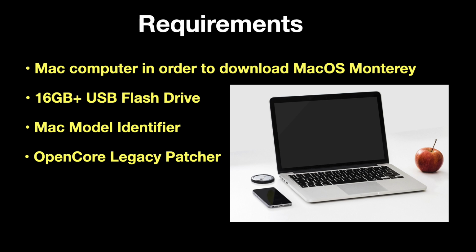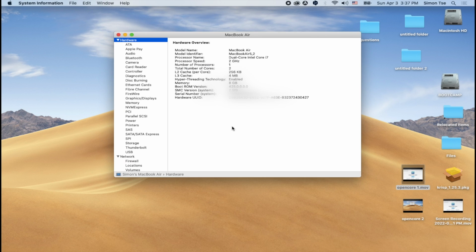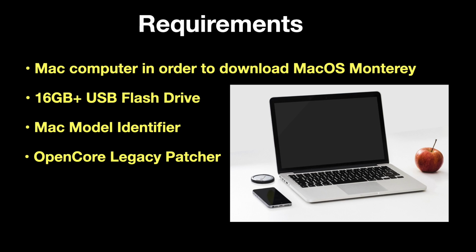So here are the basic requirements that you're going to need. You're going to need a Mac computer in order to download the macOS Monterey installer. You're also going to need a USB flash drive that is at least 16 GB of storage. The higher, the better. You also need to know the Mac model identifier, and you can find that by going into your system profiler, just like this. And you're going to need the OpenCore Legacy Patcher.